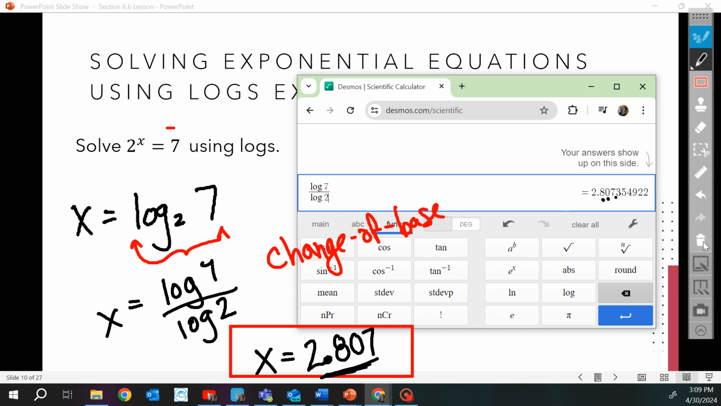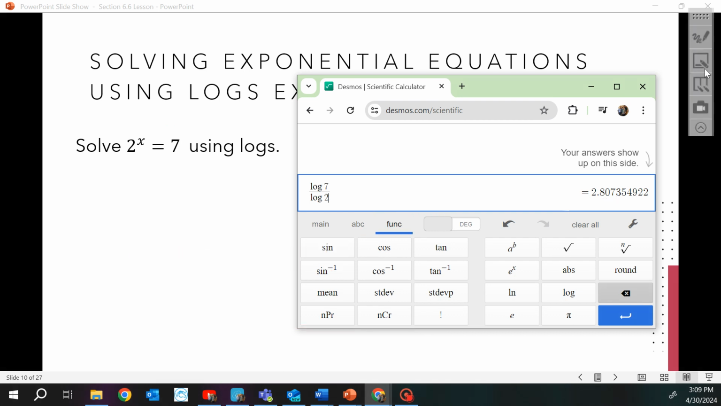All right, let's take a look at another one. Any questions on this one before we move on? So let's take a look at another one that's a little bit more complicated. It's going to have just some more stuff added to it.